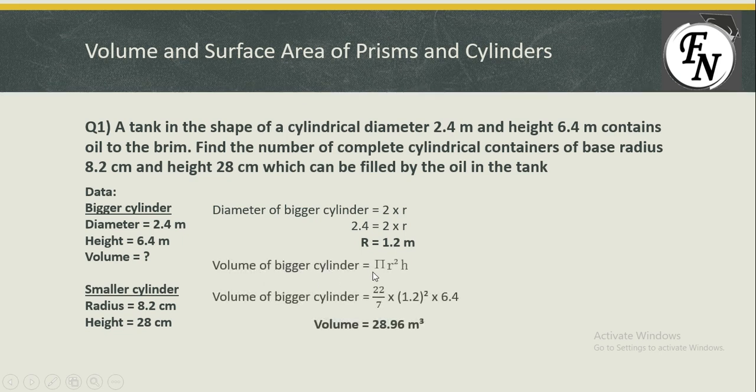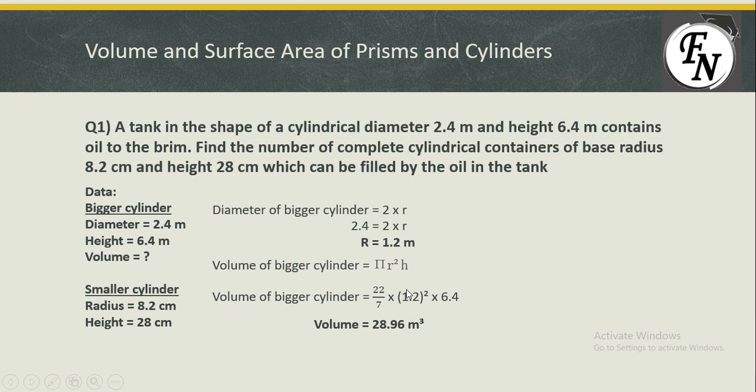After that, we can plug in the values in the volume formula. Volume of bigger cylinder is equal to pi r squared h. Pi is 22 over 7, r is 1.2, which we calculated, and height is 6.4. So all this working is for the bigger cylinder, and the volume turns out to be 28.96 meter cube, which is the volume of the bigger cylinder, or the volume of the oil that is present.